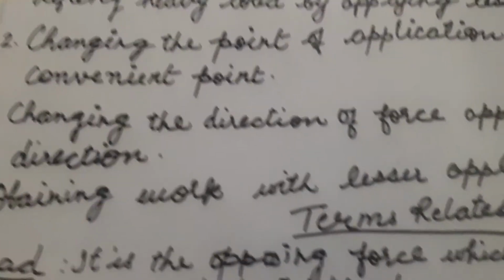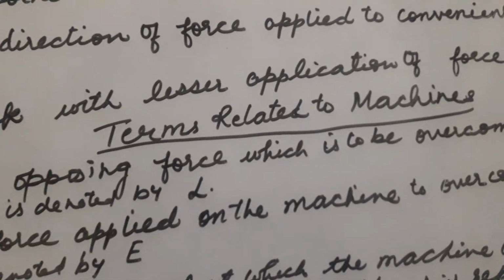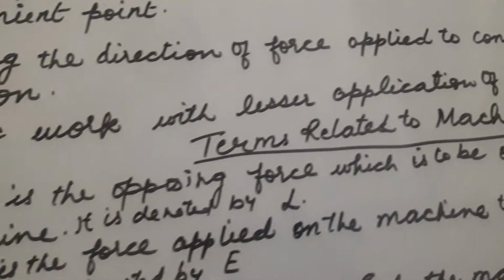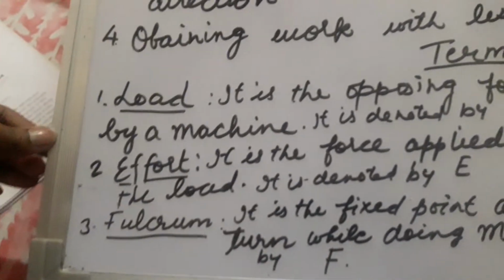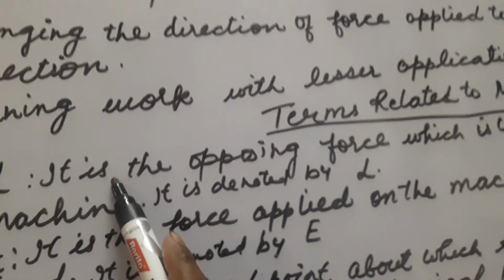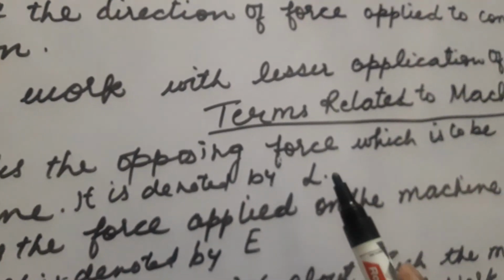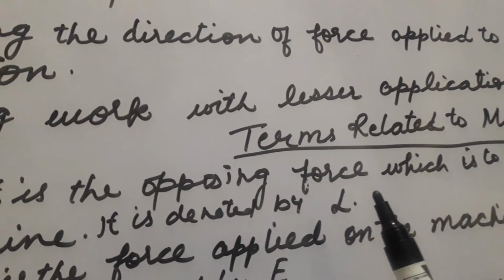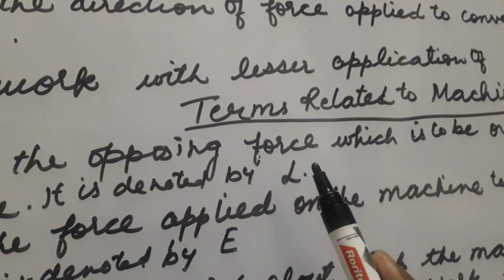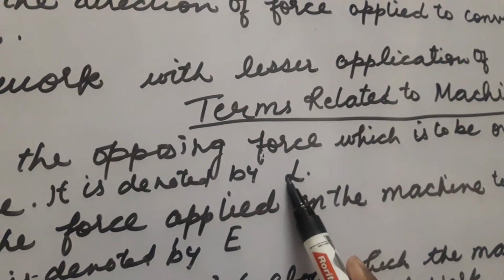The next is terms related to machine. In my first video, I have showed you about the different terms related: load, effort and fulcrum. What is load? It is the opposing force. The load is the opposing force which is to be overcome by the machine. We use a machine to overcome the load, and the load is denoted by L.